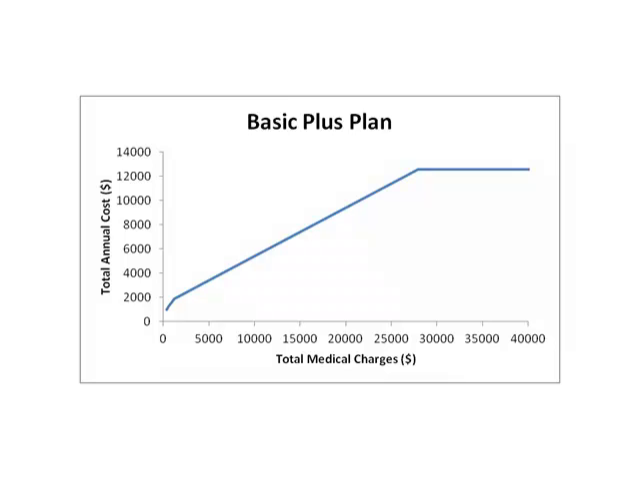If we graph the total annual cost as a function of the total medical charges, we see three line segments. The first segment corresponds to charges where the plan deductible has not been met.